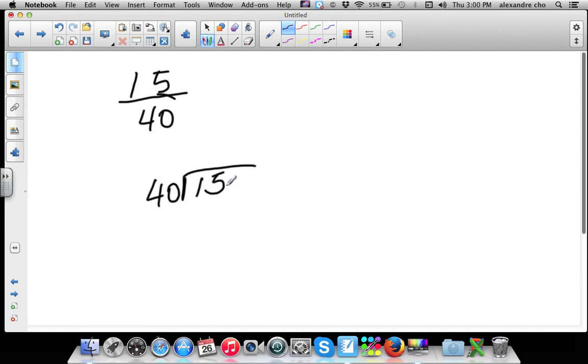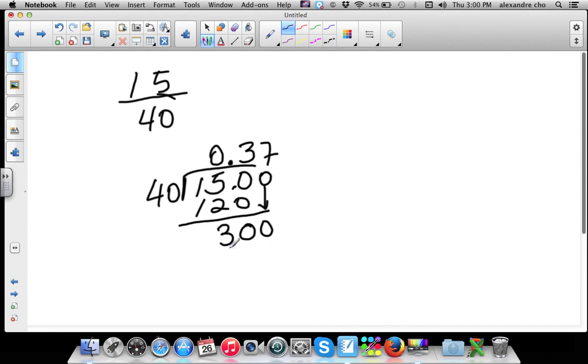40 does not go into 1, does not go into 15, so you are going to add a decimal here, and we're going to add a 0. So 40 goes into 150 3 times, which is 120. Subtract, you get 30. You can bring another 0 down to continue this a little bit more. 40 goes into 300 7 times, which is going to be 280. And 20 left over, you can bring another 0 down. And 40 goes into 200 5 times, which is 200 exactly. So your answer is 0.375.